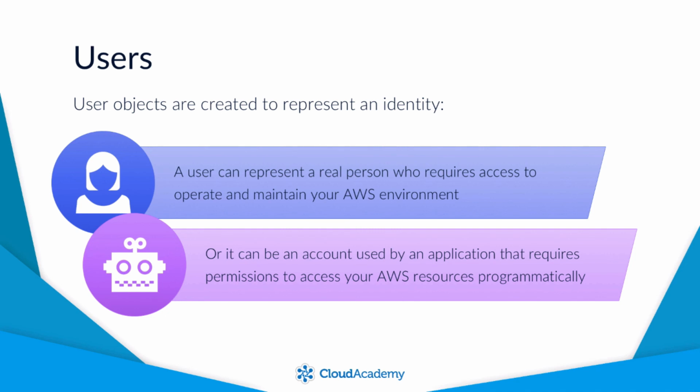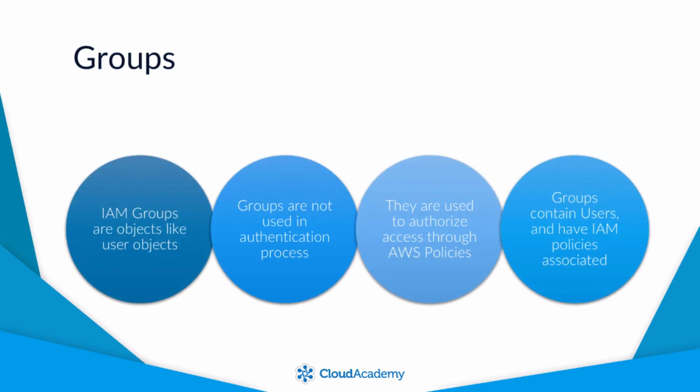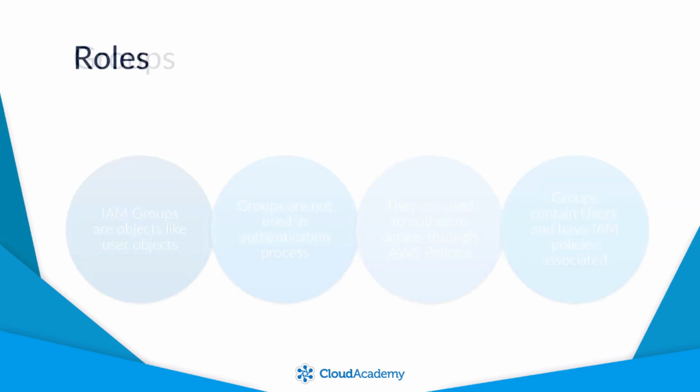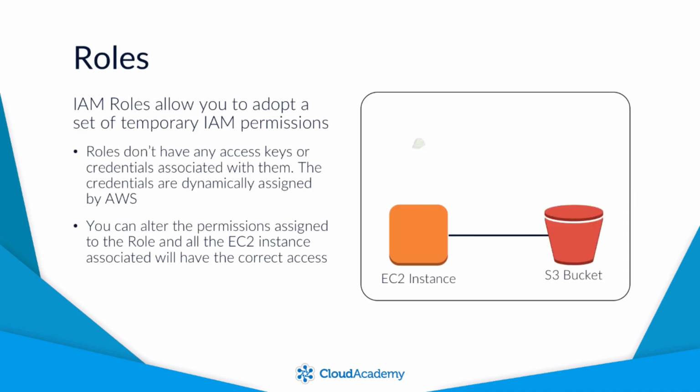programmatically. IAM groups are objects much like user accounts, however they are not used in any authentication process. They are used to authorize access to AWS resources through the use of AWS policies. The groups contain users, and these groups will have IAM policies associated that will allow or explicitly deny access to AWS resources. IAM roles allow users, other AWS services and applications to adopt a set of temporary IAM permissions to access AWS resources. This could be required to enforce security best practices.